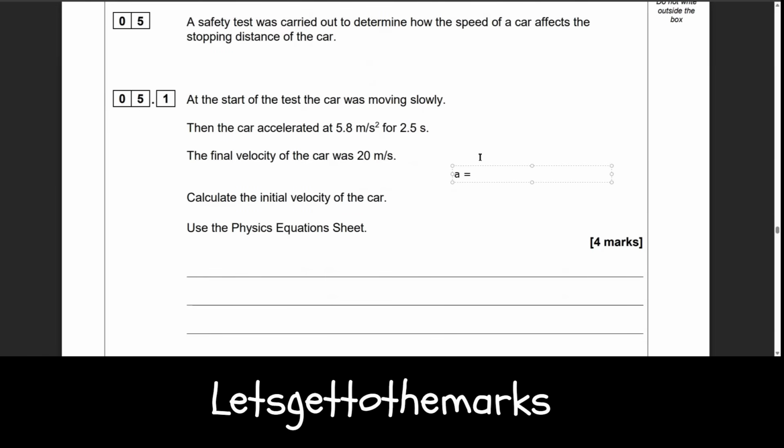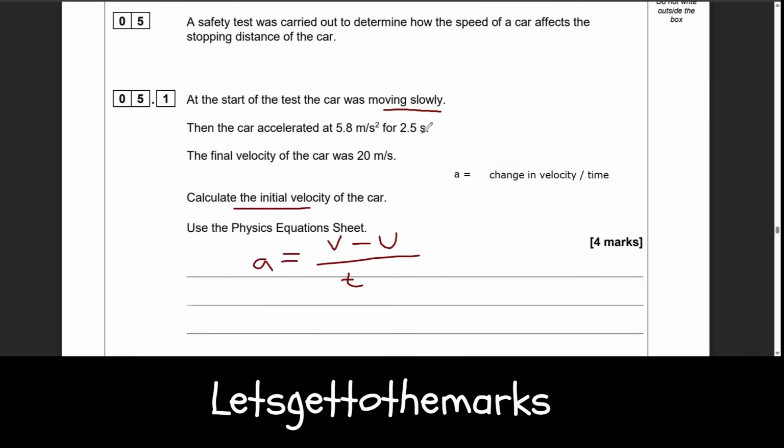Acceleration equals change in velocity divided by time. I'm tired now. All right, acceleration equals change in velocity divided by time. So we know that at the start of the test, the car was moving slowly. Calculate the initial velocity. So what we have really is A equals final velocity V take away initial velocity U, over time. So we really just need to rearrange this equation to find U.